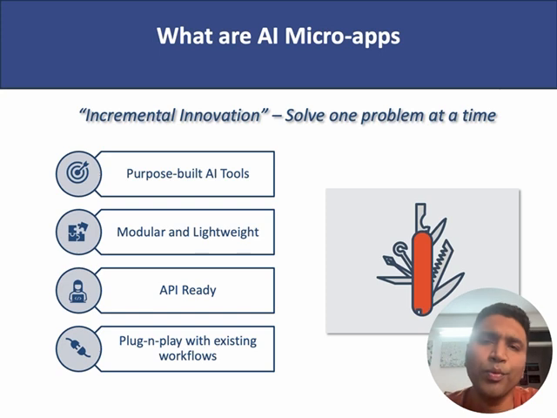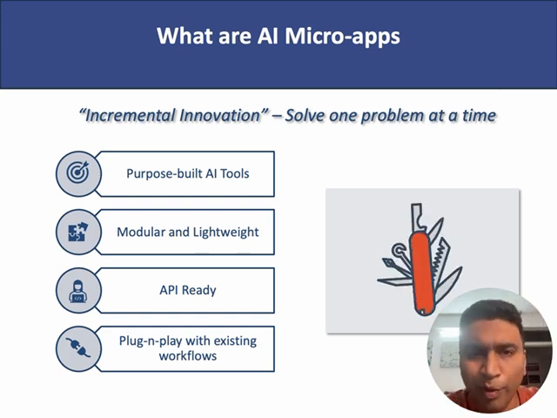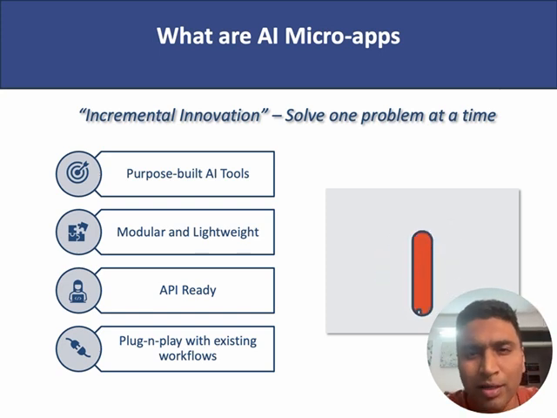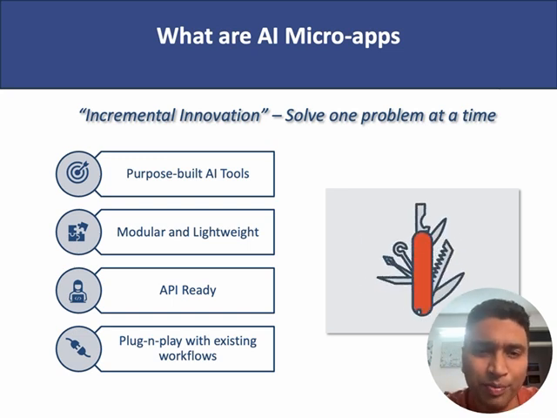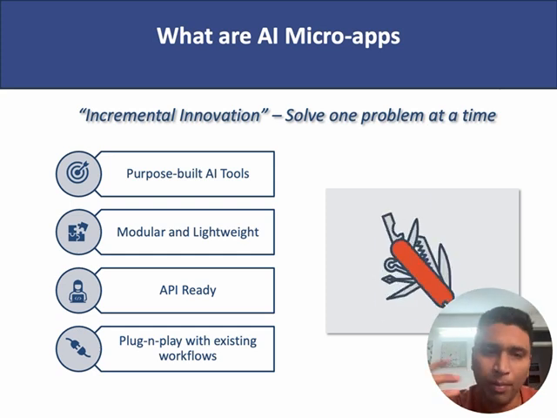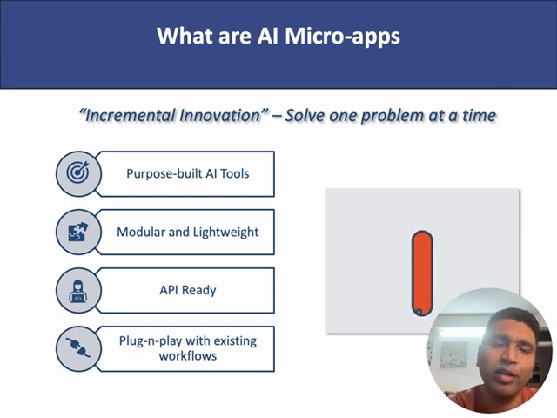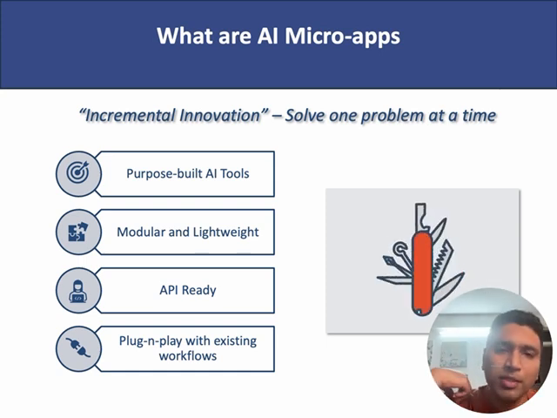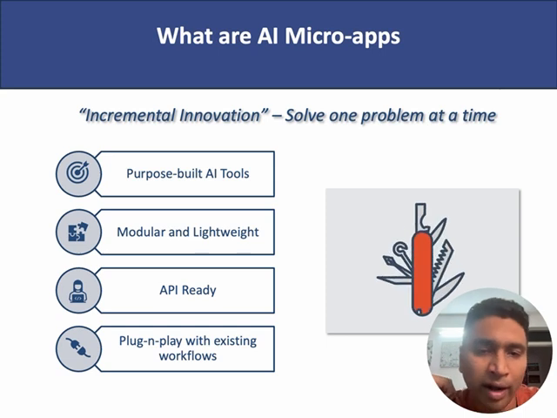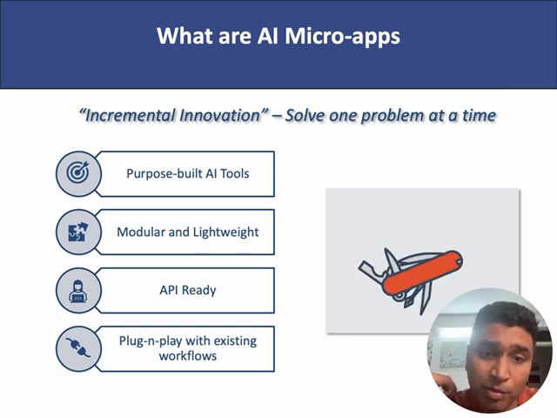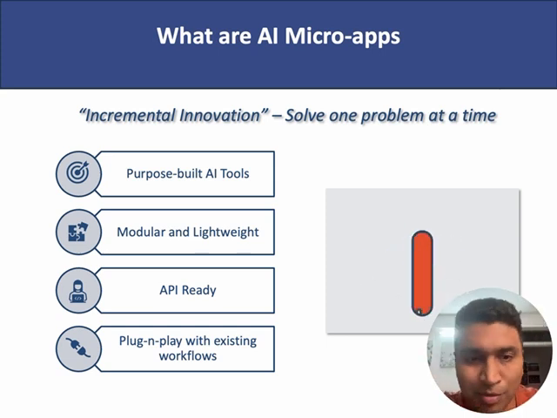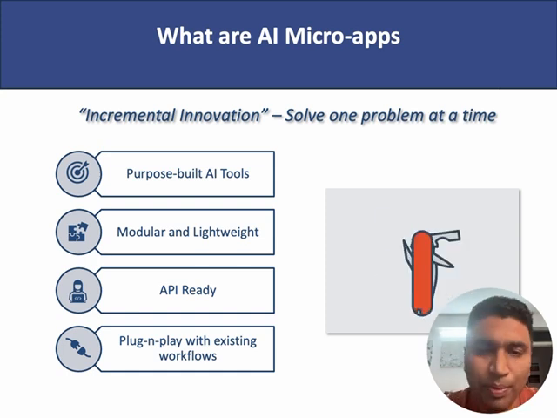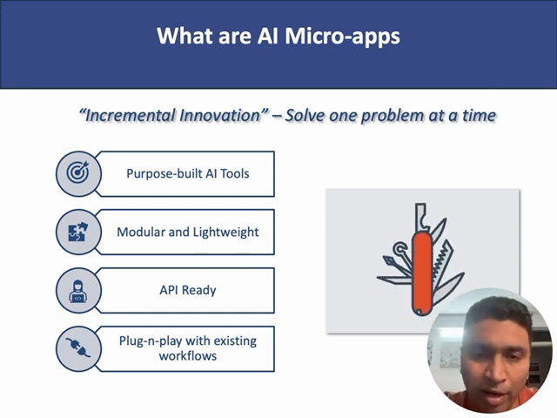A second approach would be to do it in a subtle, incremental way by bringing in small improvements using AI at various stages in your learning and assessment lifecycle. Right? That's what AI micro apps is all about. AI micro apps are about incremental innovation, encouraging the idea of solving one problem at a time. They are purpose built AI tools, they are modular and lightweight. They are API ready, which means they can plug into your existing systems and workflows so that you can reap the benefits of AI in your own organizations.